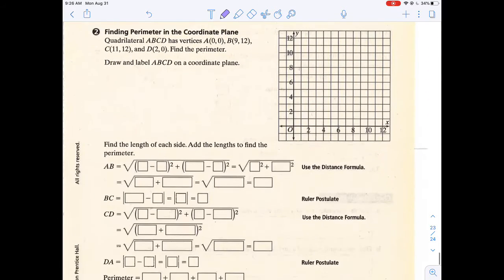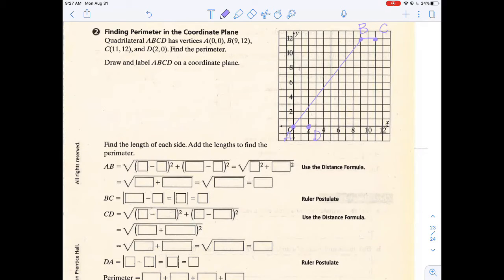All right, next one. Finding perimeter in the coordinate plane. Okay, so they tell you quadrilateral ABCD has vertices at 0, 0. So let's plot our points here. We got 0, 0. That's A. 9, 12 would be B. So over 9, up 12. There's B. Then we've got 11, 12 for C, and 2, 0 for D. Okay, and we're just going to connect the dots.